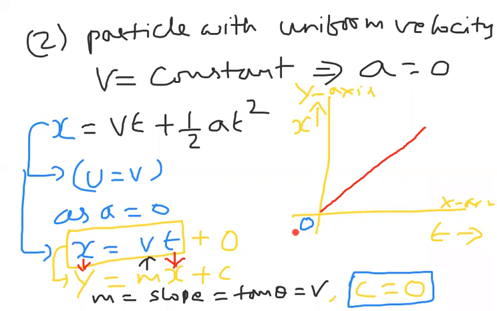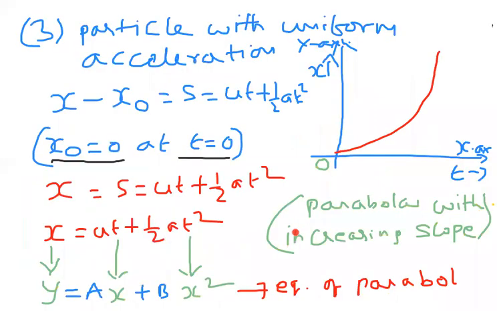Here, if you observe, the next graph, particle with uniform acceleration. So s is equal to ut plus half at square. We can write the difference in the position. X is position. Initial position is x naught, but initial position is 0 we are taking. The initial position is 0 at t equal to 0. That means the graph has to start from origin.